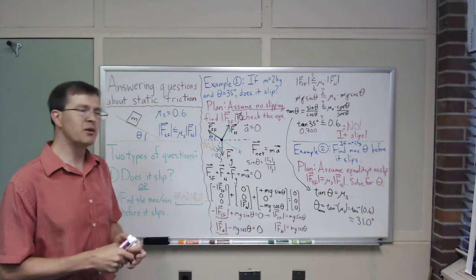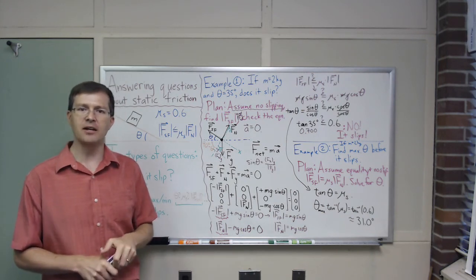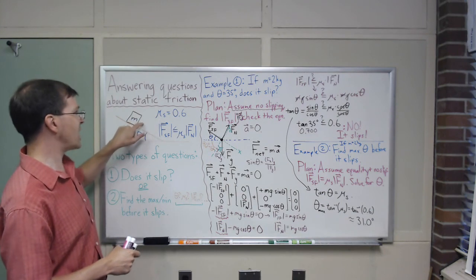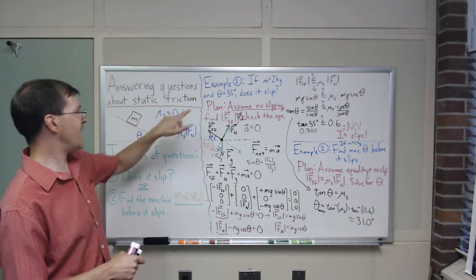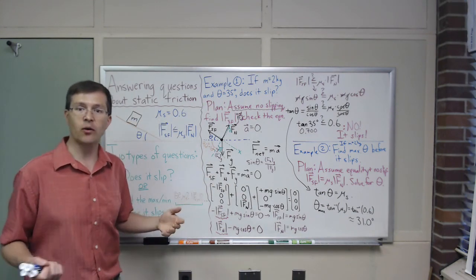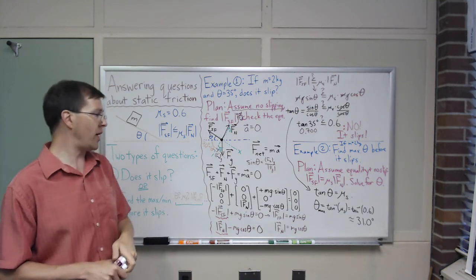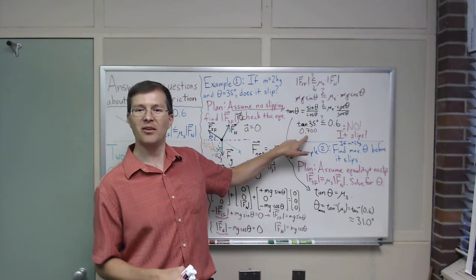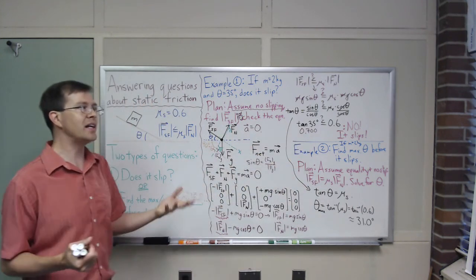So you can imagine you could have done the exact same thing if I had asked what would be the minimum mu s, the minimum coefficient of static friction before it slips at angle 35 degrees. I could have asked that question instead, and you would have done it the same way. You would have done tangent 35 degrees equals mu s. It would have been 0.7, would have been the minimum. So you can do any number of questions.